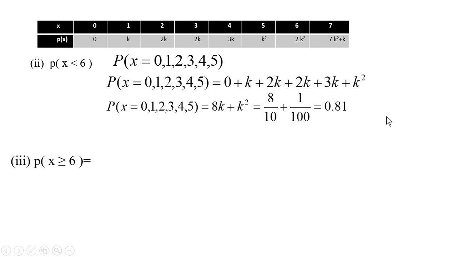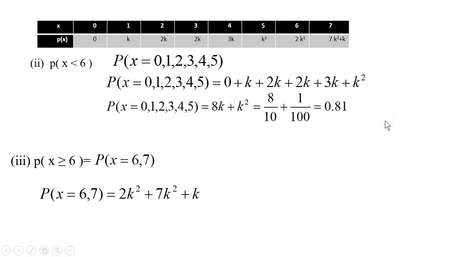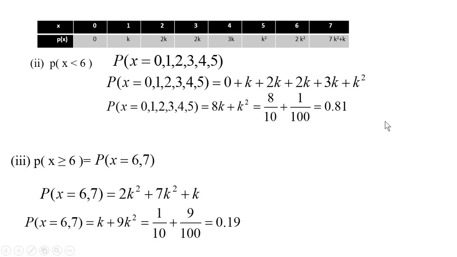Next we are going to find probability of x greater than or equal to 6. That is, add all the probabilities for which x takes the value 6 and above. That means 6 and 7. Adding those probabilities, 2k square plus 7k square plus k, we get 0.19. There is another method to find the solution for this particular problem.